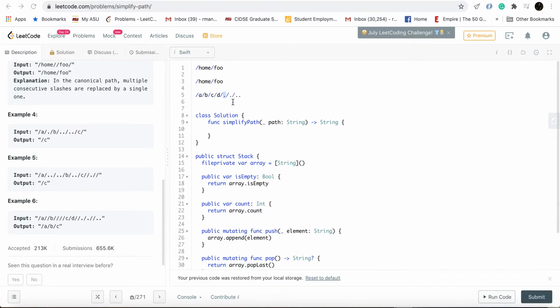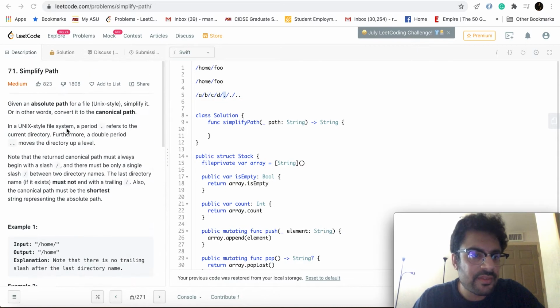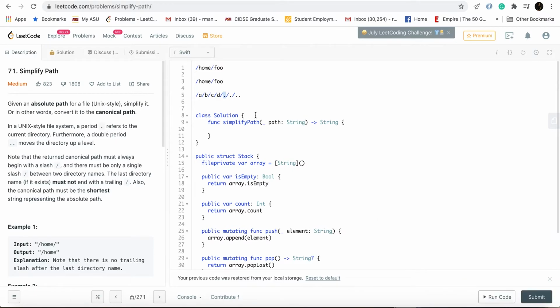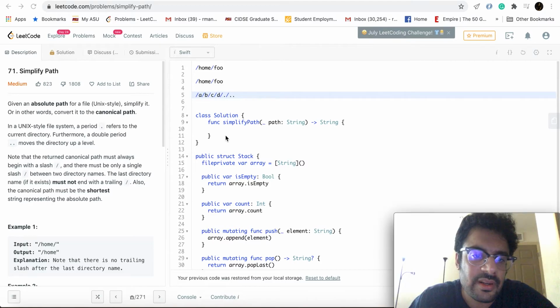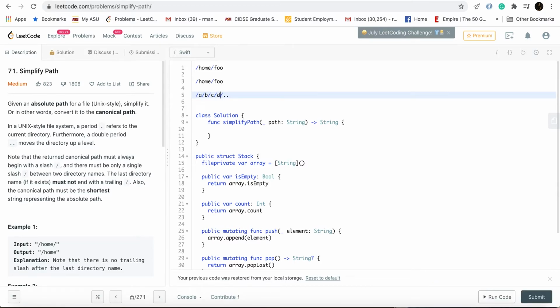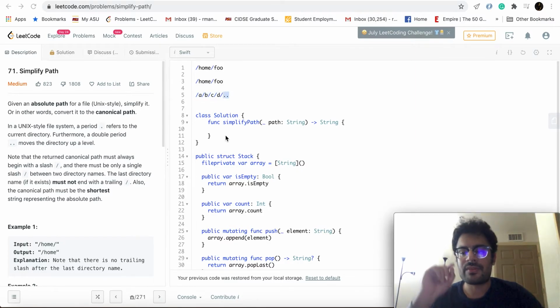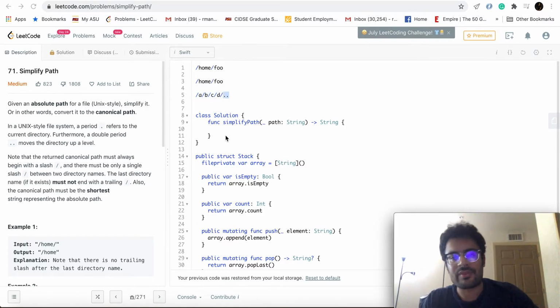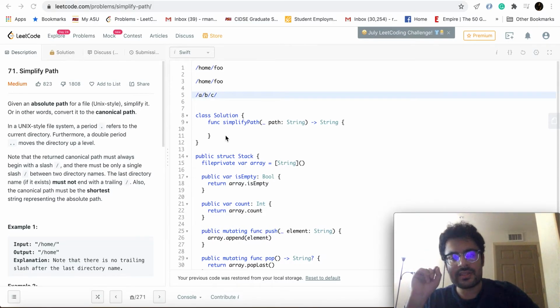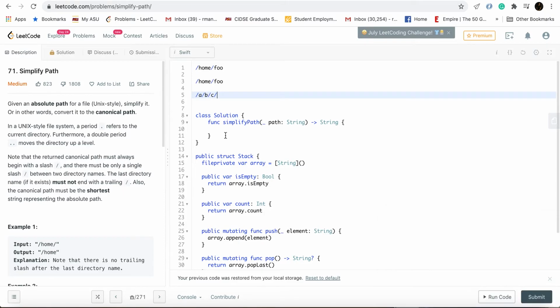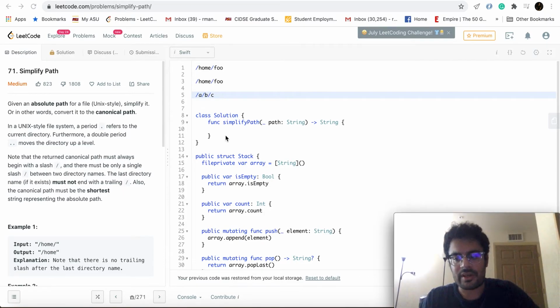Cool. Now we are at D. We've encountered a single period, which means stay at the current directory. So if we are at D and we are told to stay at the current directory, that simply means we stay at D. Then we again see a single period, which means stay at D. And then we see a double period, which means move one directory up. What is one directory up from D? C. So this is what we are left with. And there should be no forward slash at the end, so we remove this forward slash.